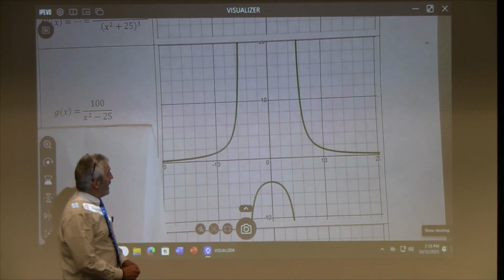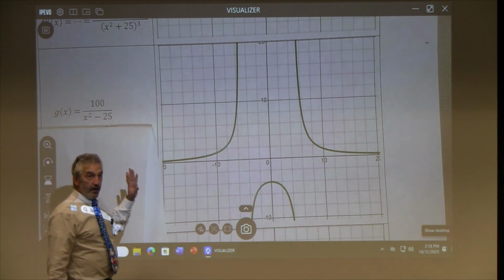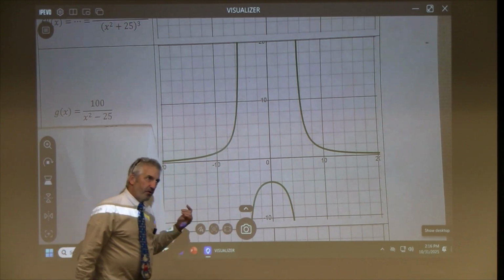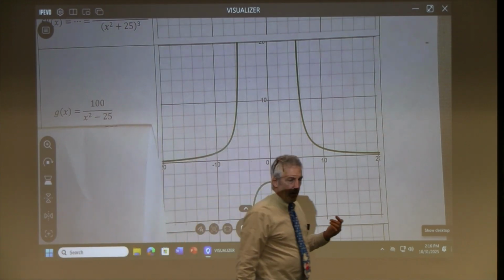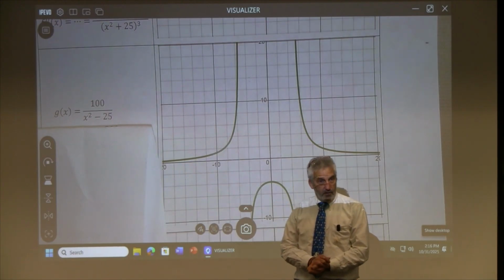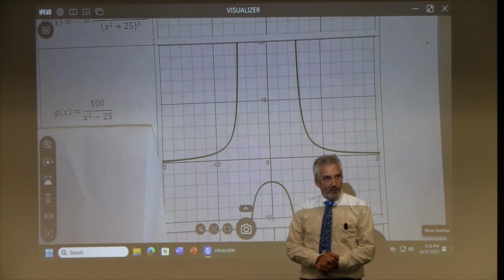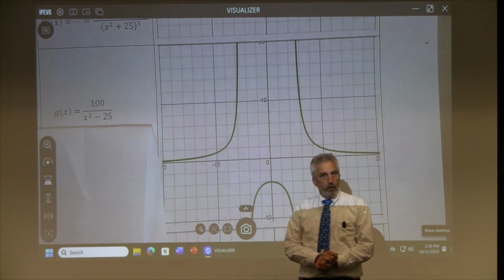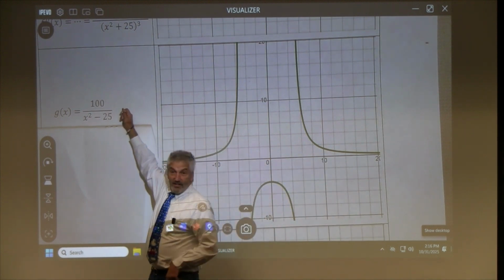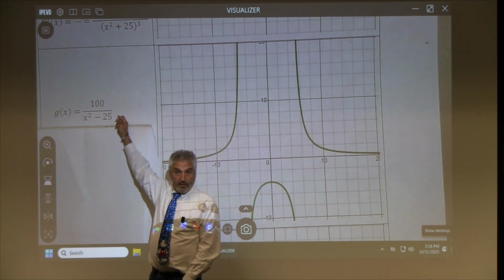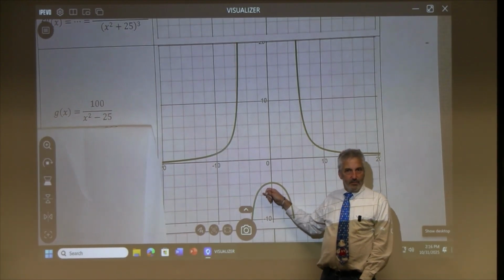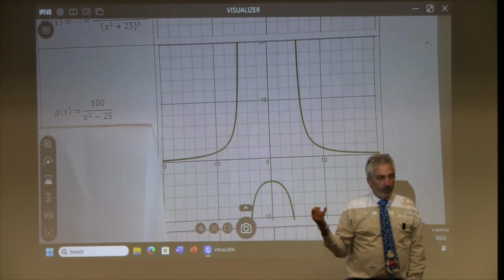So notice the graph only changes sign at, I should have introduced, I didn't realize our book doesn't introduce the term partition number. From now on in this class, I'm going to introduce that term because it's a really important term. The partition number for a function is a number that causes that function to be 0 or discontinuous. So this function is never 0, but it is discontinuous at x equals minus 5 and at x equals 5. And notice, at those places, the function changes sign. So partition number is a useful thing.